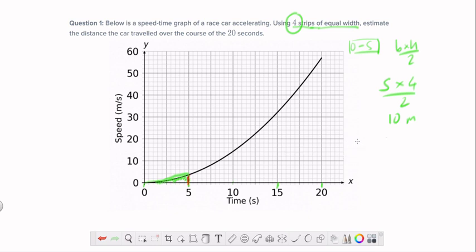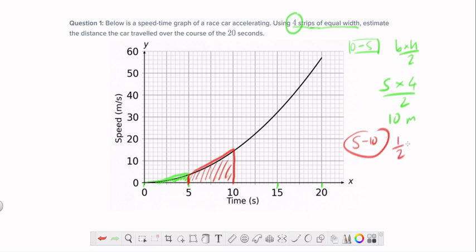Right, the next thing I'm going to do is work out the area between 5 and 10 seconds. I'm going to draw a shape. Looks like that's a trapezium, right? Because you've got 2 parallel sides. I'm going to work out the area of that trapezium. So tell the examiner exactly what you're doing between 5 and 10. That's the calculation I'm doing.